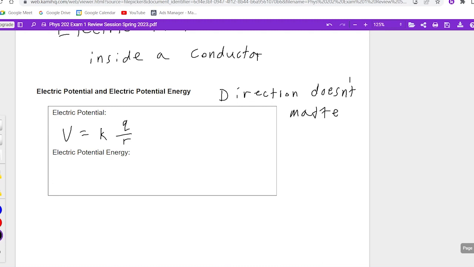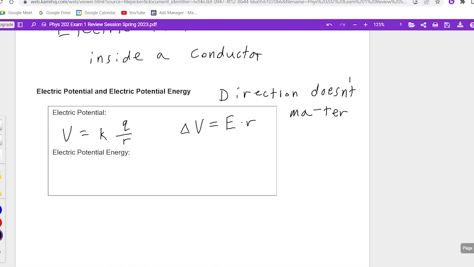That means I don't have to worry about X hat or Y hat. It also means that I'm not going to put absolute value signs here. So in other words, if I do have a negative charge somewhere, I do need to write the negative charge, because that does matter. The direction doesn't matter, but the charge does matter. And by the way, we do have a relationship between electric potential, V, and our electric field, and that is delta V equals E times R.